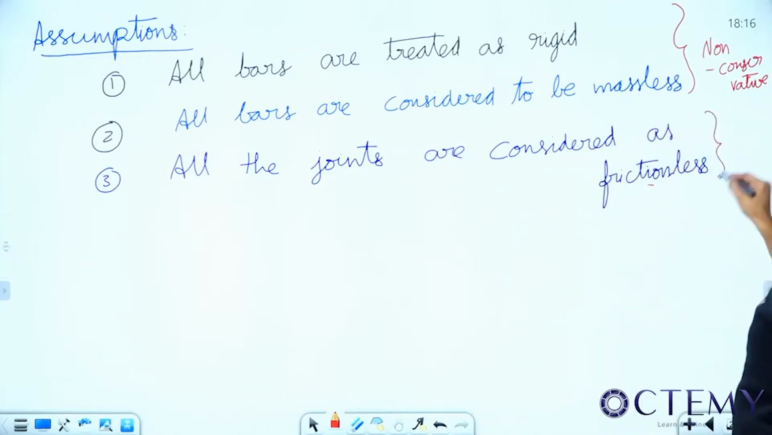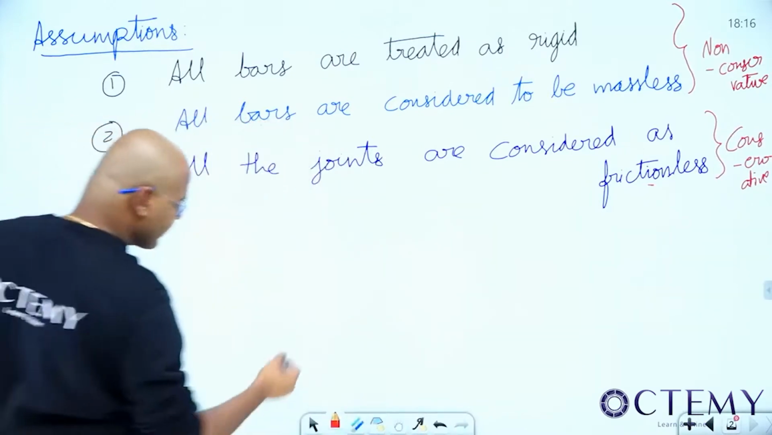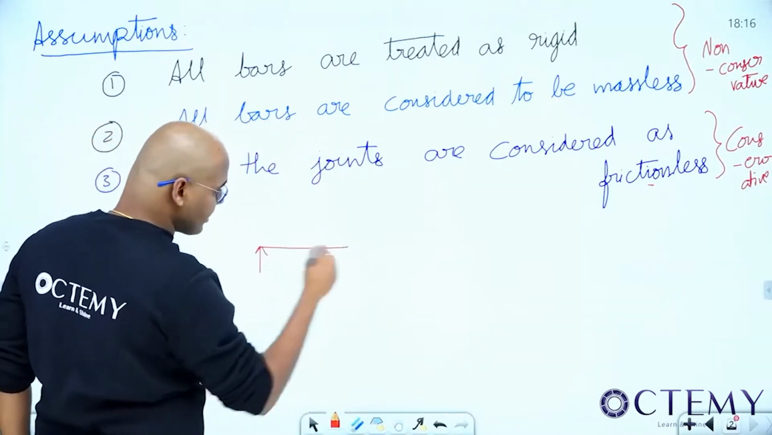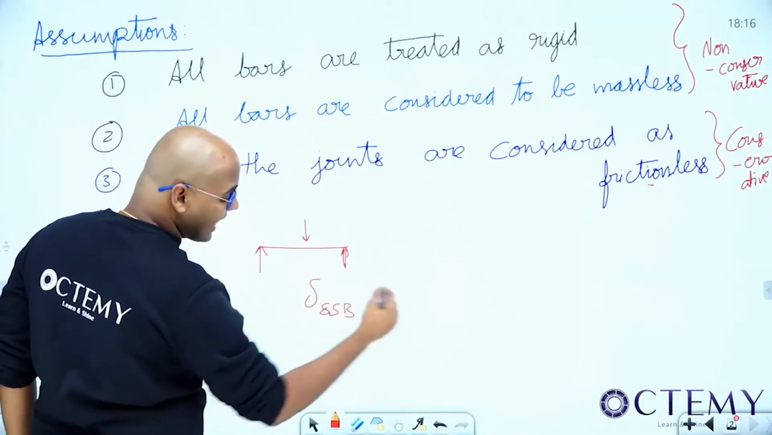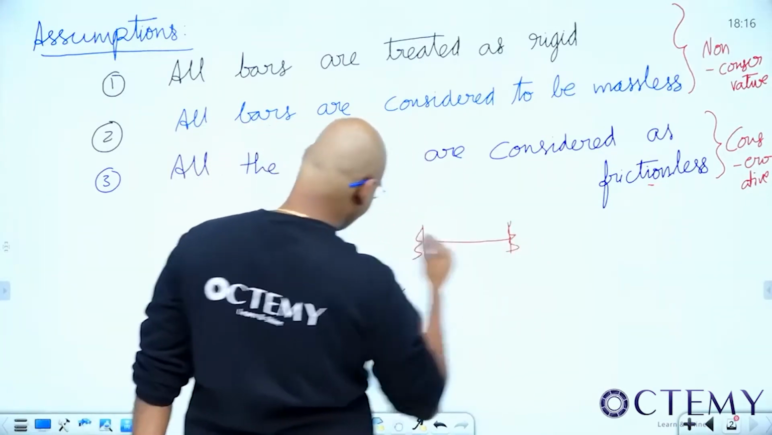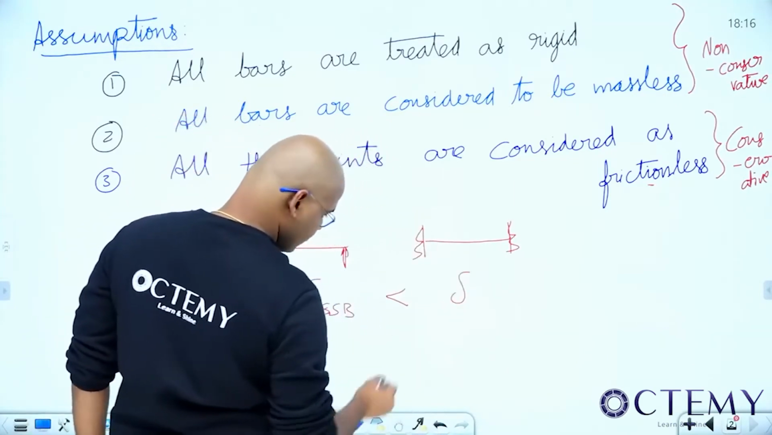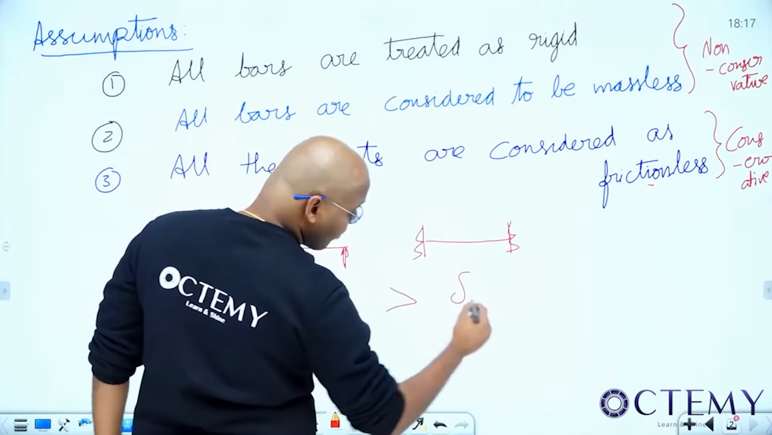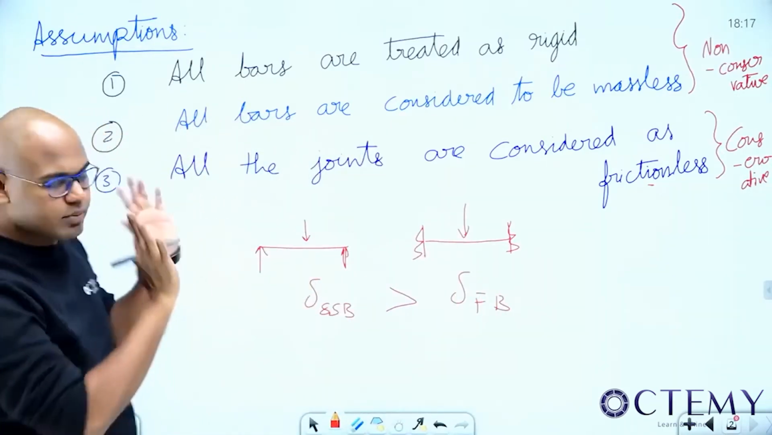But this assumption is a conservative assumption. What do you mean by a conservative assumption? See, yesterday when I was doing this, I told you a simply supported beam will have more deflection than a fixed beam for the same load, same length, everything the same. Only the supports are changed from simply supported to fixed. I'm sorry, a simply supported beam will have more deflection compared to a fixed beam. Cross section same, material same, load same, everything is same.